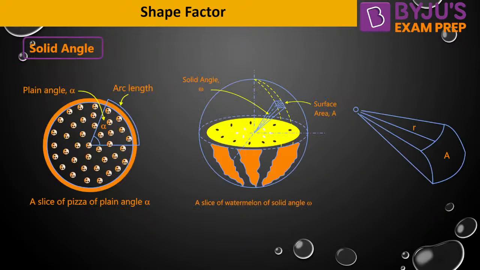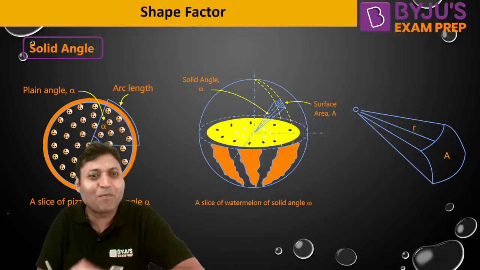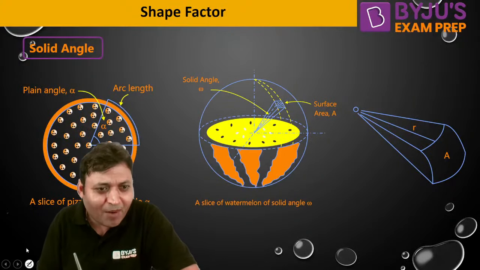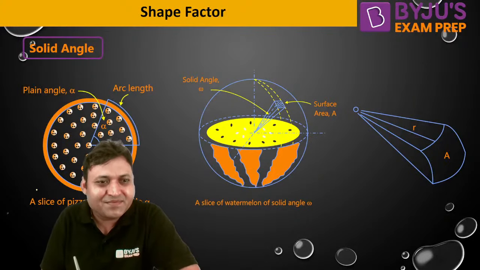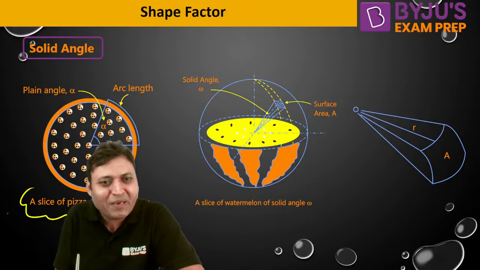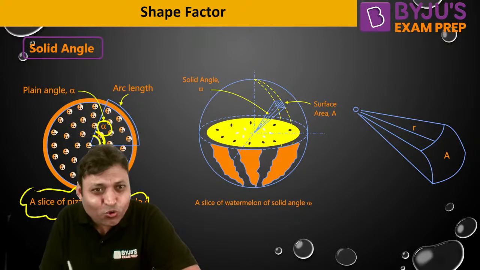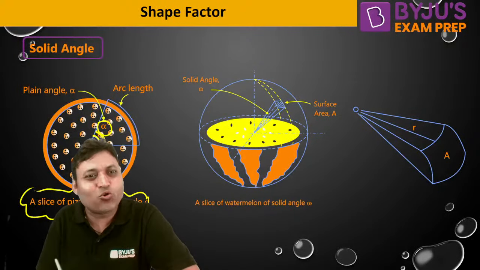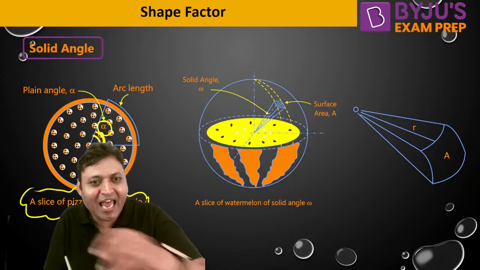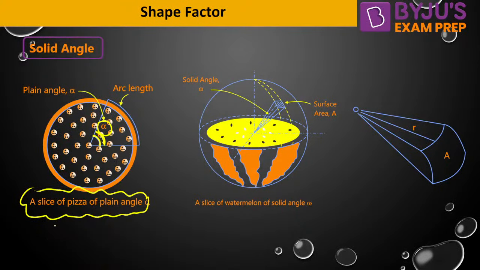Why do we need to define the solid angle? Solid angle is all about three dimensions. For example, if we talk about the plane angle, a slice of pizza is defined by a plane angle, that is alpha. Alpha is the plane angle because pizza is a two-dimensional figure. So the plane angle alpha can be calculated as the ratio of arc to radius, isn't it?